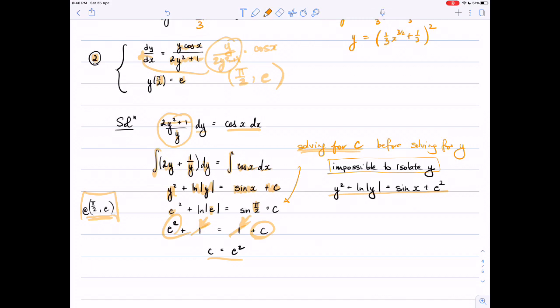So what do we do? Nothing. You just leave it there, the same way that you would have dealt with implicit functions in your calculus 1. I mean, we're not going to differentiate them or anything here, but this is kind of the implicit solution. There is no way of isolating y to make an explicit solution, so you just leave it there.